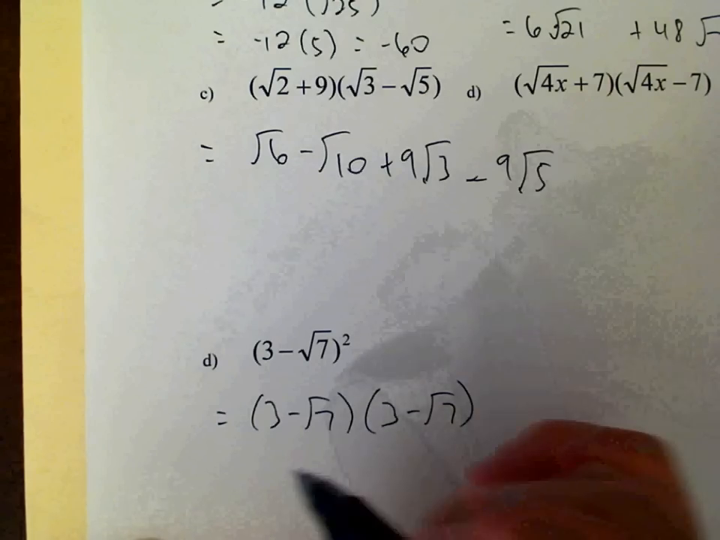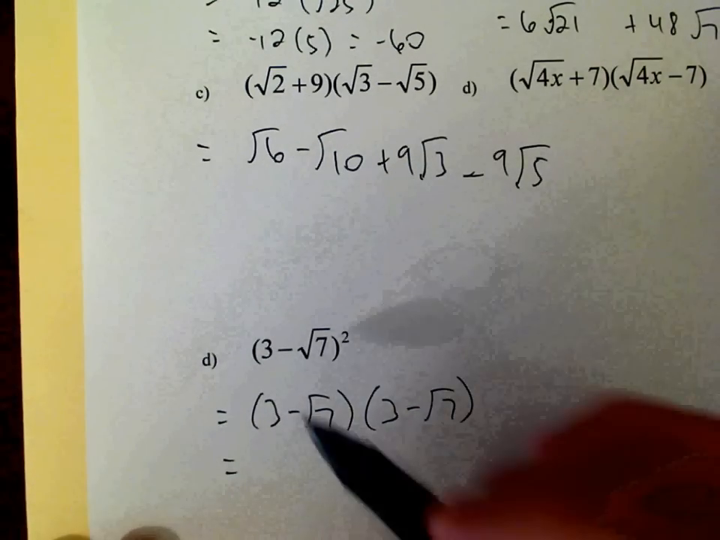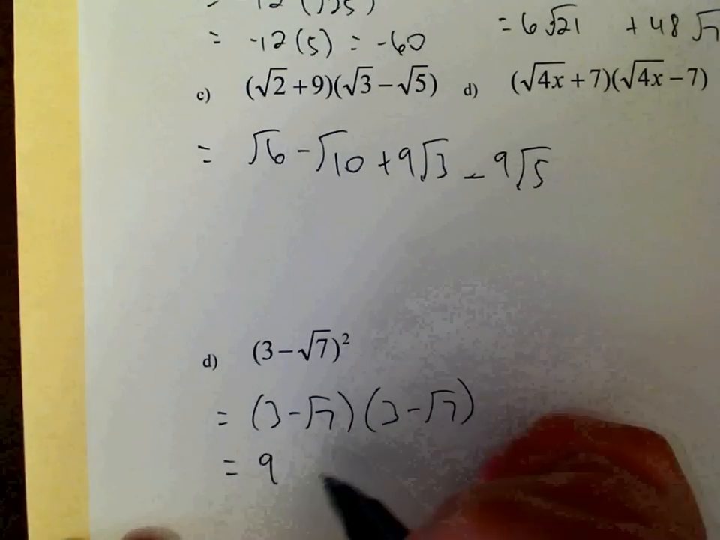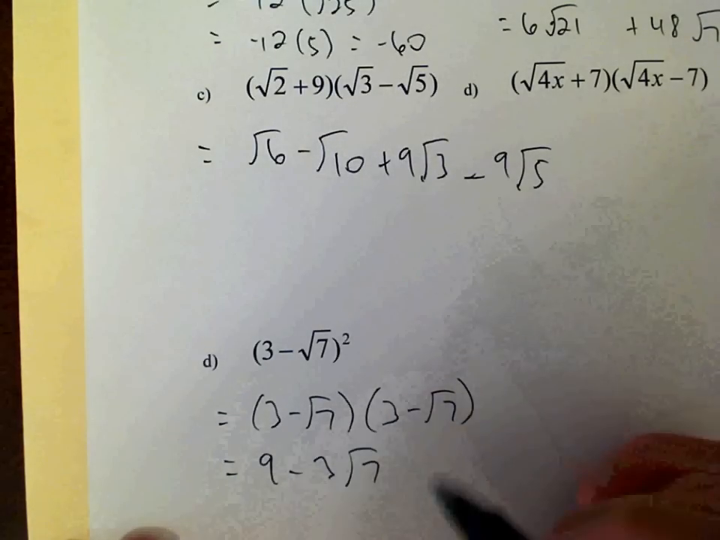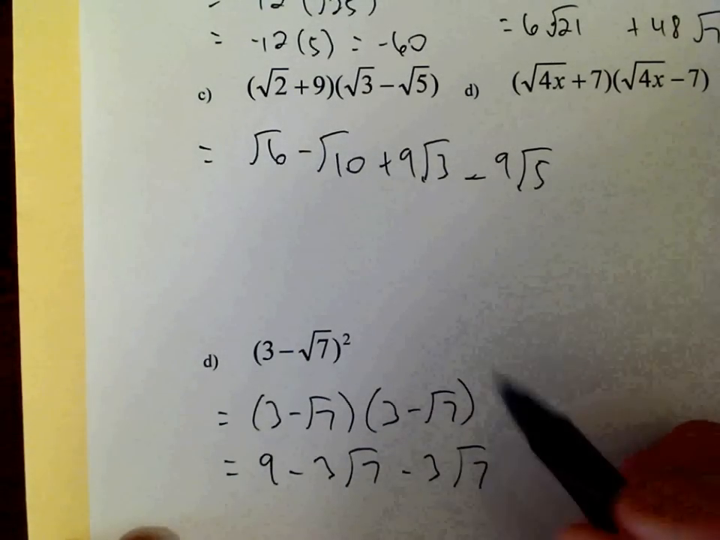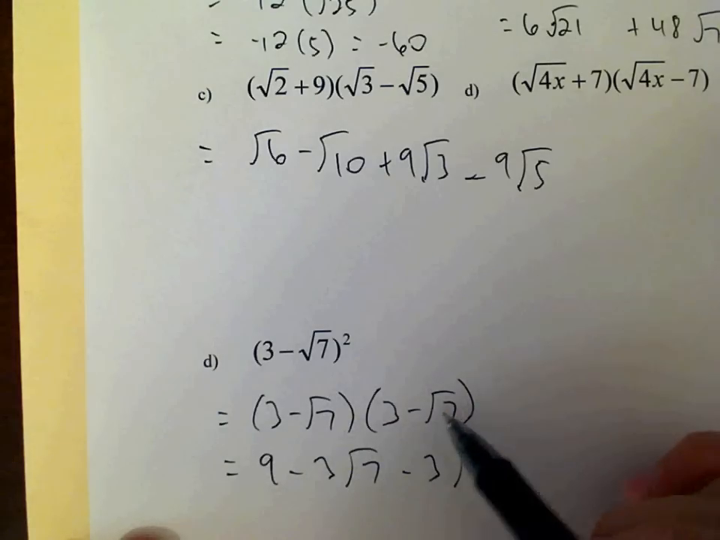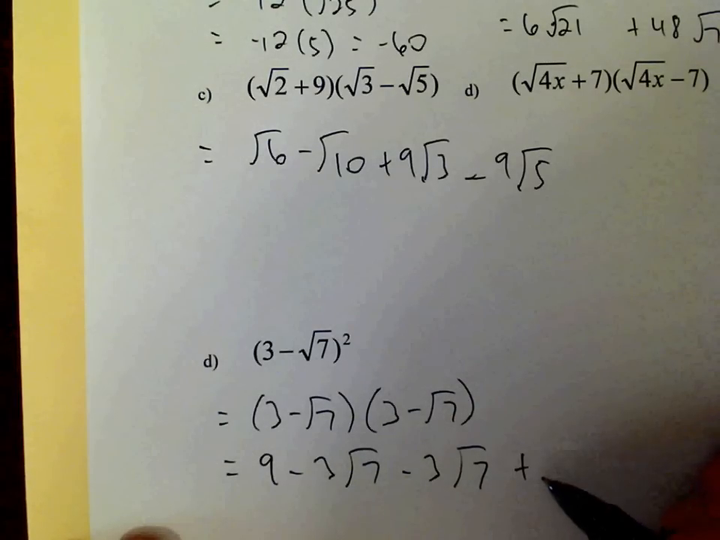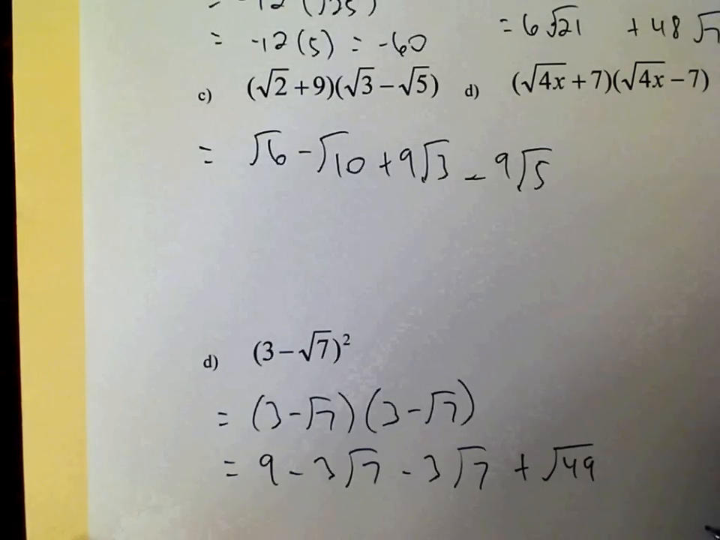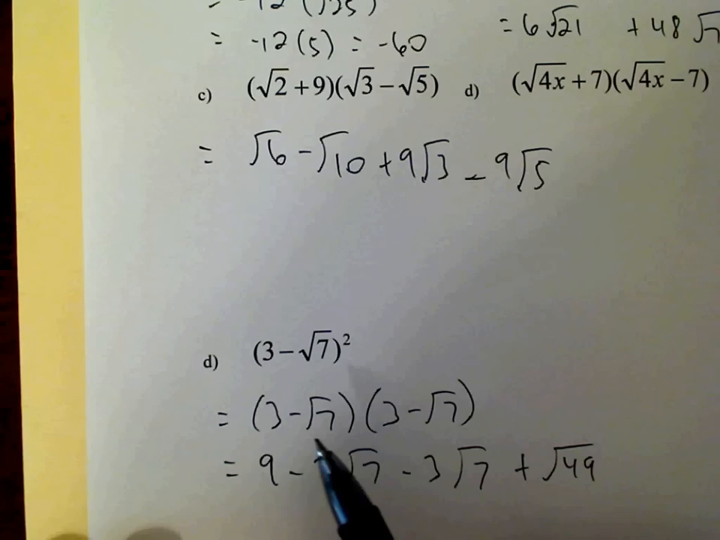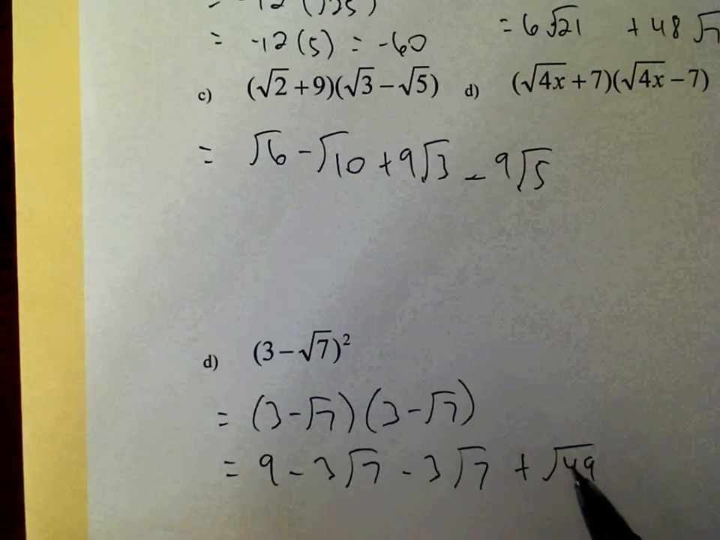So now I'm going to do the full method. 3 times 3 is 9. 3 times negative square root of 7 is negative 3 square root of 7. Negative square root of 7 times 3 is also negative 3 square root of 7. And the negative square root of 7 times negative square root of 7 is a positive square root of 7 times 7, which is 49. Sooner than later, you're going to figure out that square root of 7 times square root of 7 is actually going to be 7. You do enough of these, you'll see that.